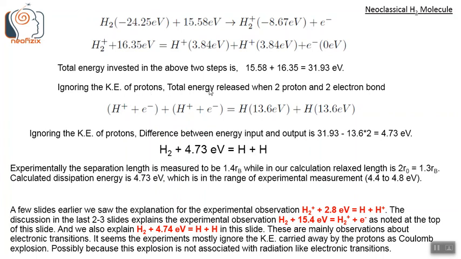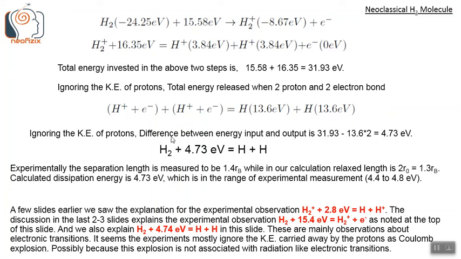Ignoring the kinetic energy of the protons, the total energy released when the 2 protons and the 2 electrons bond together, by forming the free hydrogen atom, is this. So here after the 2 steps we will be left with 2 free protons and 2 free electrons. So they can bond together, producing these 2 hydrogen atoms and releasing this 13.6 electron volts.